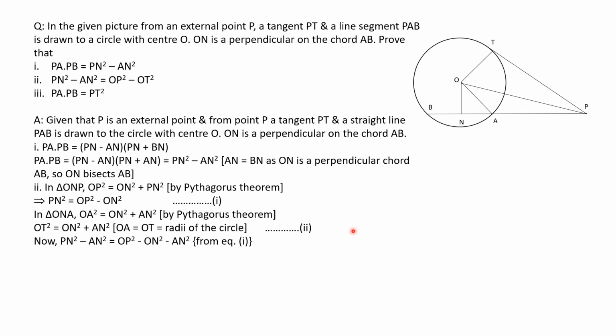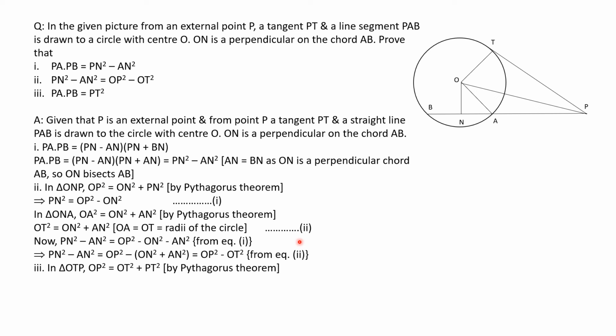Now PN square minus AN square is OP square minus ON square minus AN square, because PN square is OP square minus ON square. This is from equation 1. Or we can write it as OP square minus ON square plus AN square, but ON square plus AN square is OT square, as obtained from equation 2. Hence proved. Now come to the third bit.